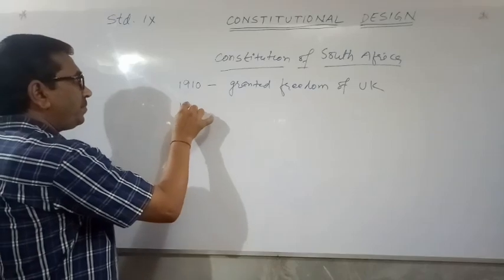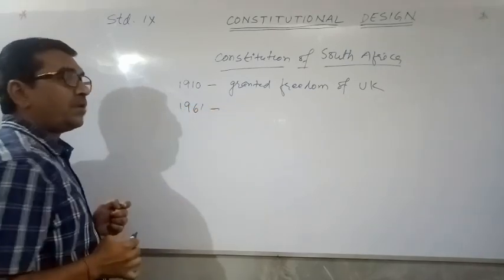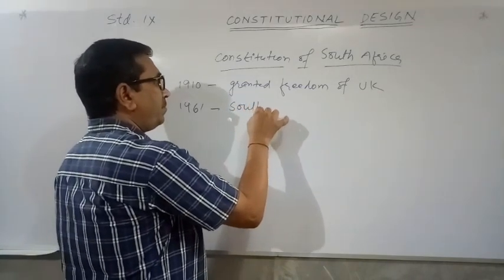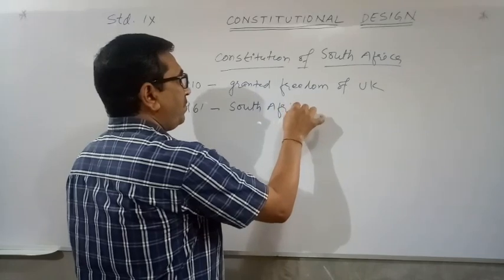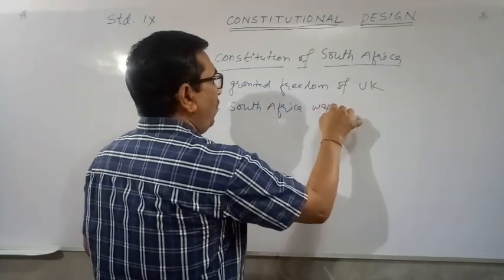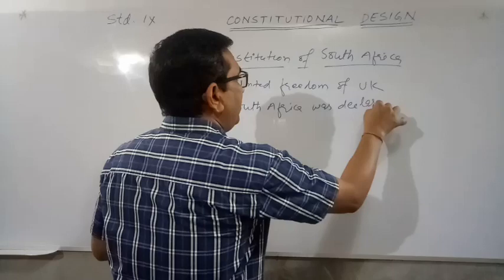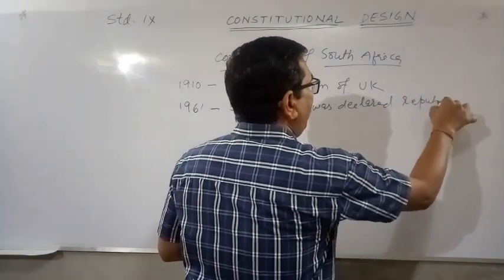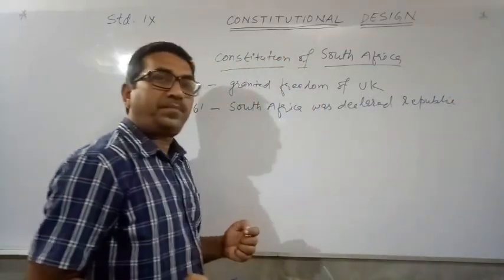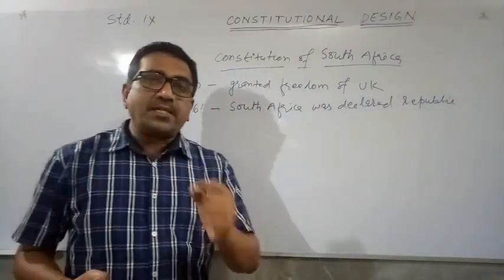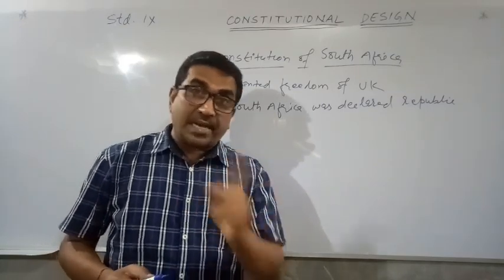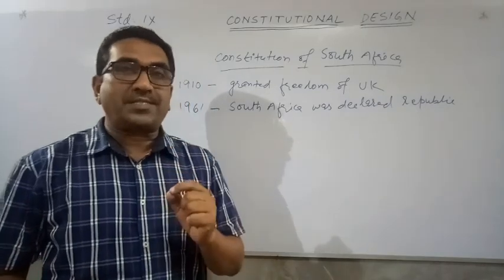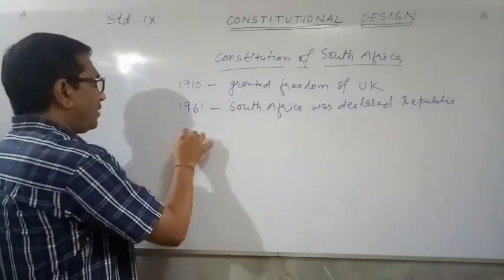It was 1961, and South Africa was declared a republic. You might know what republic means. It means the head of the state is an elected person, not a monarch or hereditary ruler.